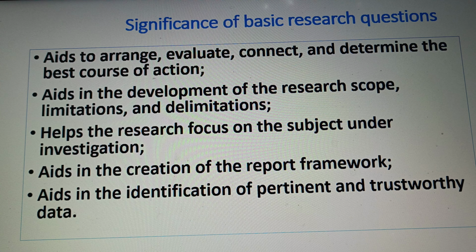The basic research questions have their own importance. Some of the following are the significance of basic research questions. The first one, for instance, it helps the researcher to organize, analyze, link the activities and pinpoint the correct direction. Another importance is it helps the researcher to develop the research scope, limitations, and delimitations. And also it helps the researcher to concentrate on the topic under investigation.